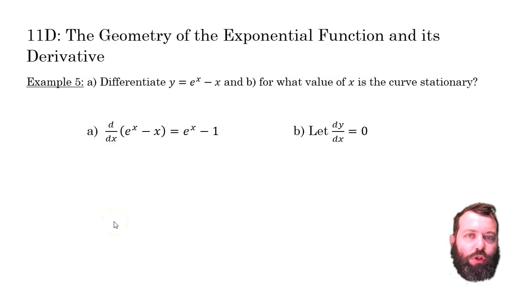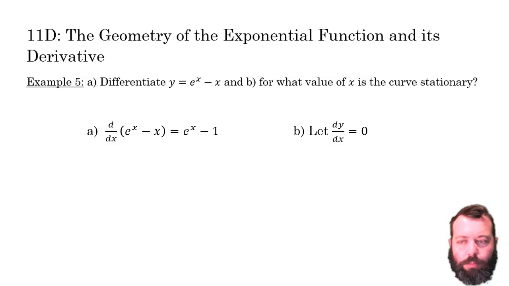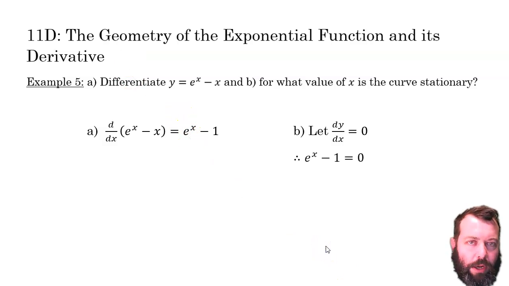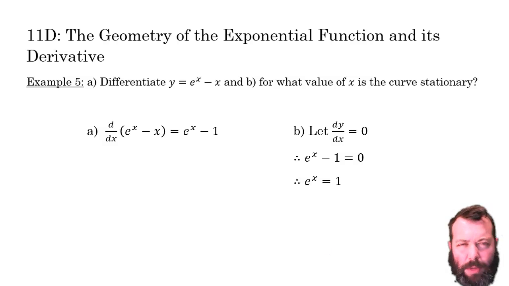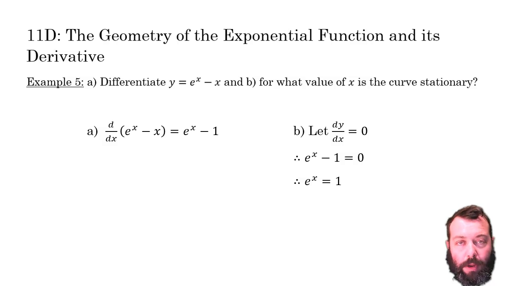Well, that's when the derivative is equal to 0, when a tangent to that curve would be horizontal. So we let the derivative be equal to 0. That means e to the x minus 1 equals 0, or e to the x equals 1. Now, e being about 2.7 to the power of what equals 1? We could solve it with a log, but e to the power of 0 equals 1. Anything to the power of 0 equals 1. So x equals 0. That's where that stationary point is.